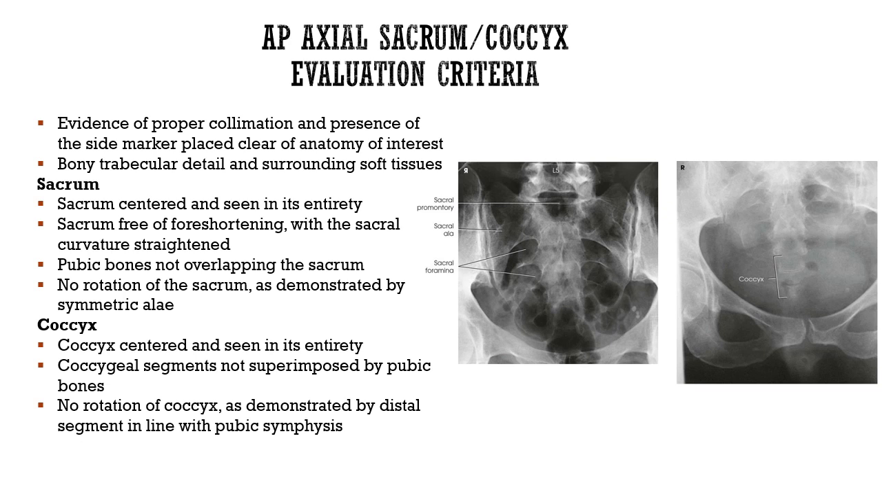Taking a look at the two images, on the left is the sacrum and on the right is the coccyx. We're looking at the sacrum and the coccyx both centered. Neither one is foreshortened, and the pubic bones do not overlap either one. There also should be no rotation.